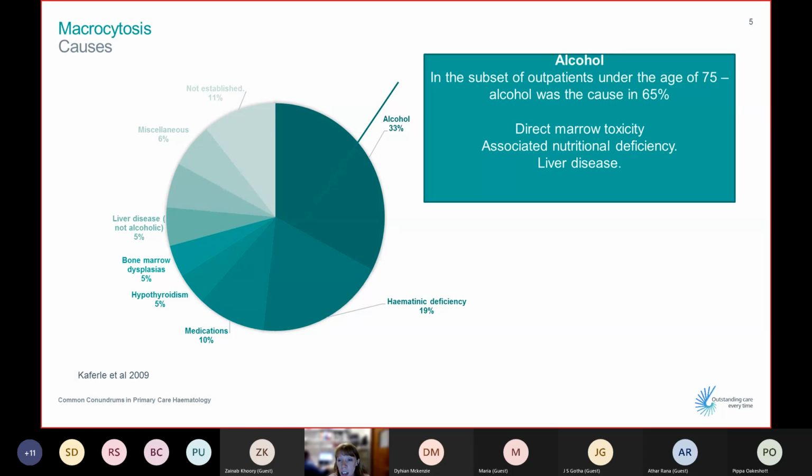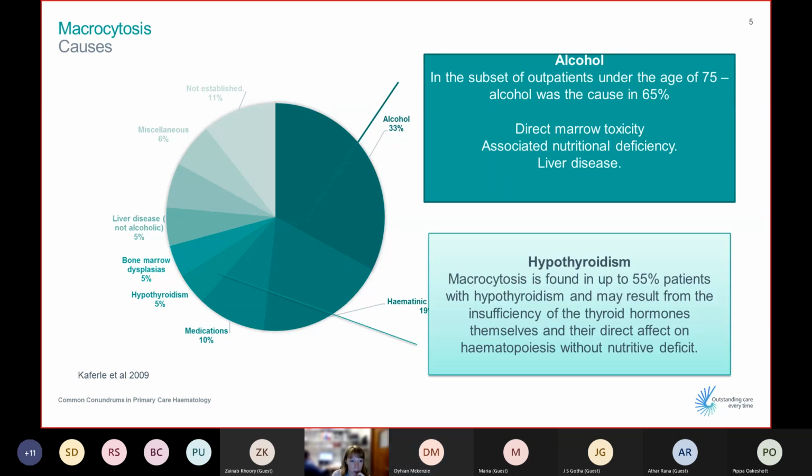And this is due to a number of reasons. Alcohol has a direct toxicity on the marrow. It's associated with nutritional deficiencies and also liver disease. The second most common cause was hematinic deficiency. So we'll speak about this in a bit more detail, and we'll touch on medications.